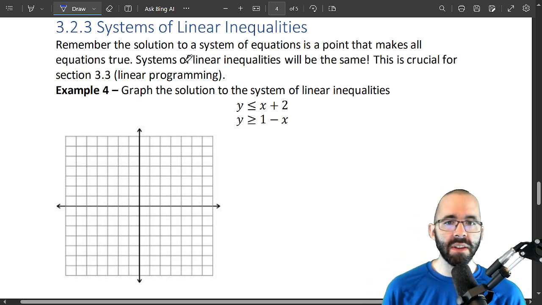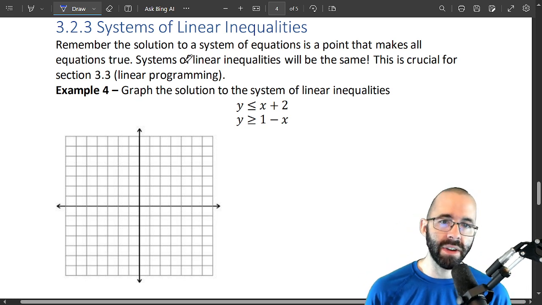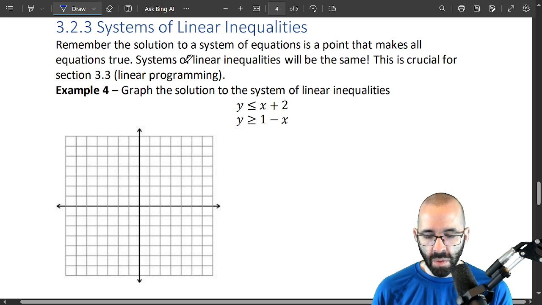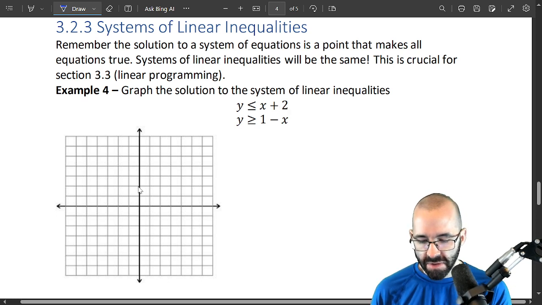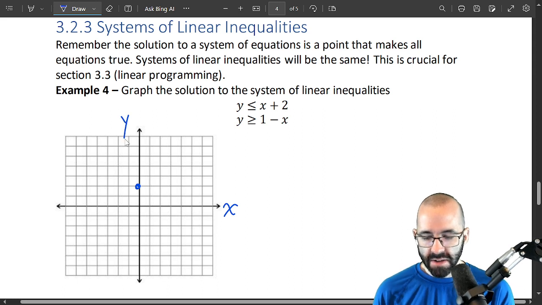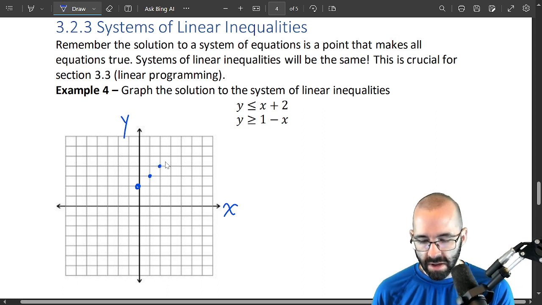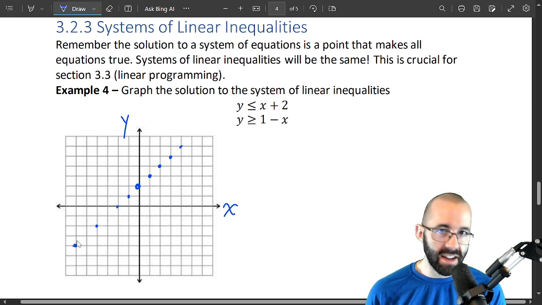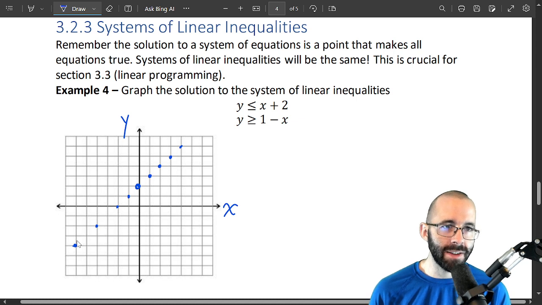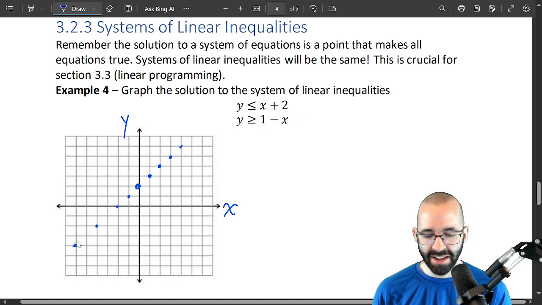So let's start by graphing the first inequality. We have a y-intercept of 2. Let's label our axes x and y. And our slope is 1. So this is what our first one looks like. You don't need to graph this many points. I like graphing this many points because I'm really bad at drawing straight lines.